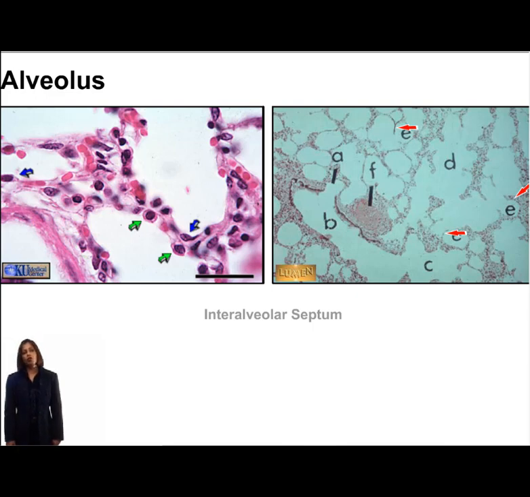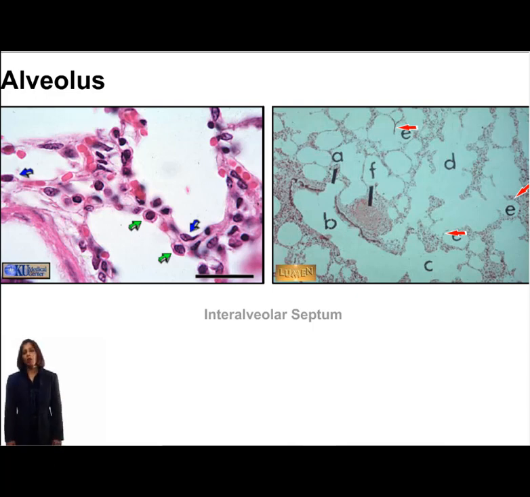In the left image, you notice a blue arrow pointing to the type 1 cells of the alveolus, and the green arrows point to type 2 cells which are responsible for production of surfactant.